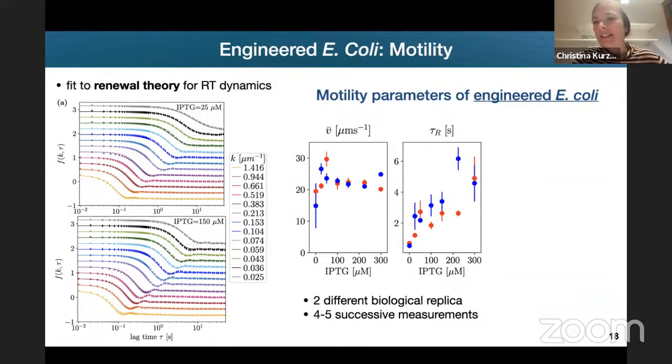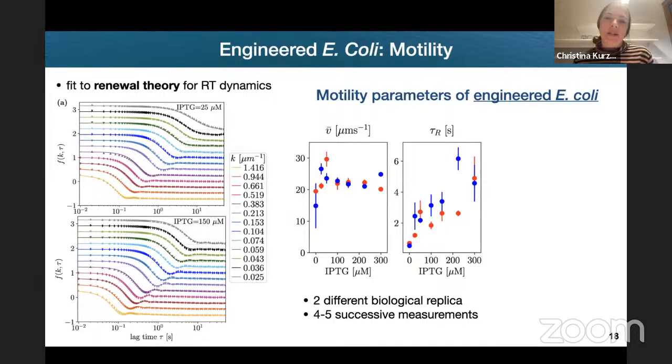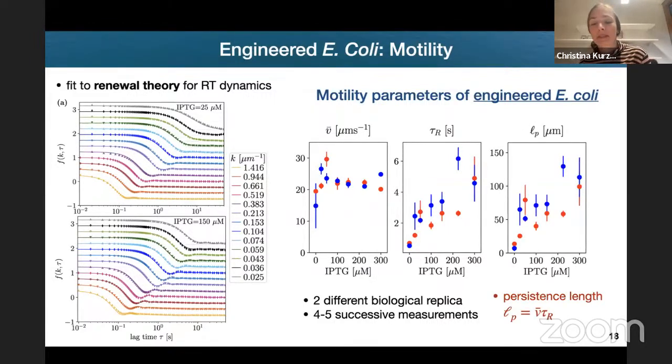Any other questions? Okay, so I think I'll move on. You can continue here. Okay, good. So the last property that we wanted to look at in this respect is the persistence length. Here the persistence length is shown as a function of IPTG again, and it's defined as the product of the velocity of the cells times the runtime. And we do see, as the IPTG is varied, an increase of the persistence length, and that goes from small up to 150 or so.